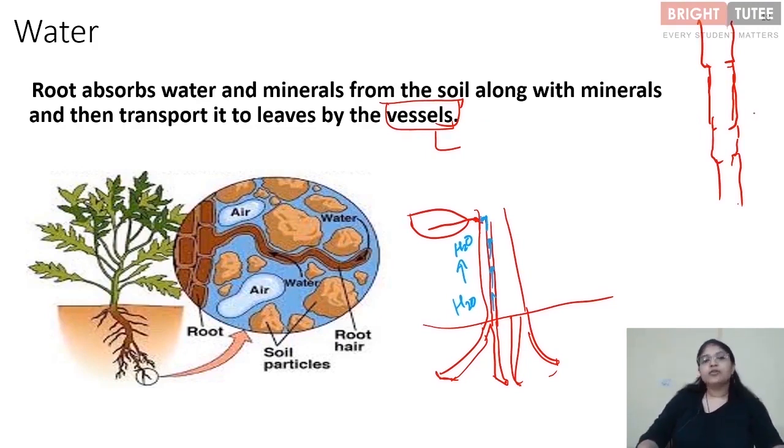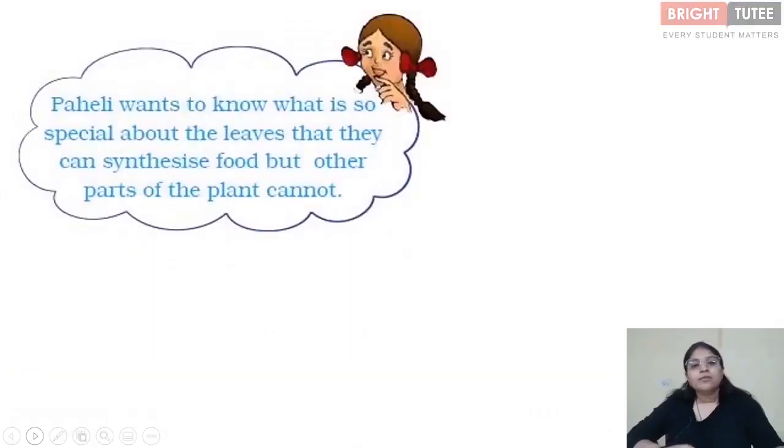Now, once we've understood how carbon dioxide goes into the leaf and how water reaches the leaf, next let's discuss the question that Paheli has. Paheli wants to know what is so special about the leaves that they can synthesize food but other parts of the plant cannot. So it's a very valid question. You must have asked yourself also, that in a plant we have basic parts: we have leaf, we have stem, we have root. But why is it only the leaf that is considered the food factory of the plants? What is so special in the leaf?